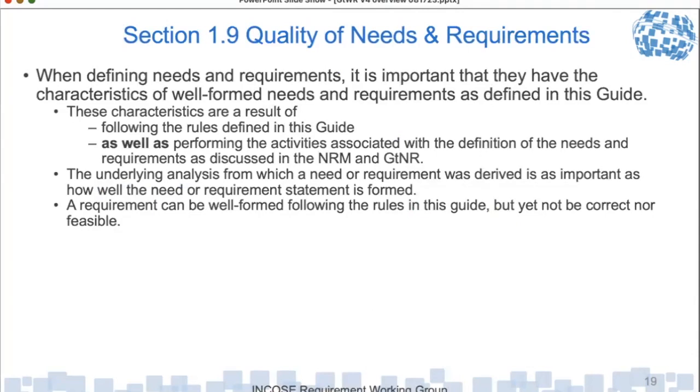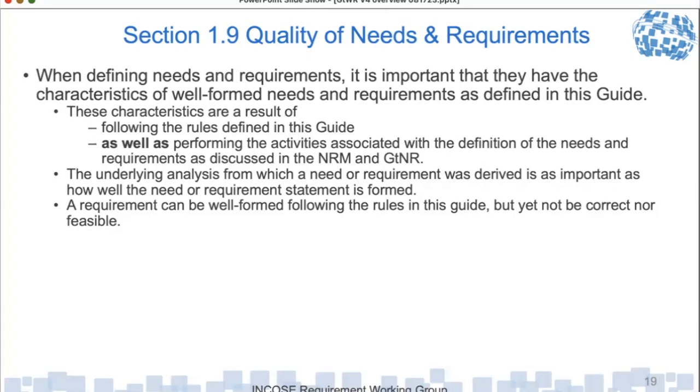Section 19 talks about the quality needs and requirements. When defining the needs and requirements, it's important that they have the characteristics defined in this guide. These characteristics are a result of following the rules defined in the guide, as well as performing the activities associated with the definition of needs and requirements discussed in the needs and requirements manual and the guide to needs and requirements. The underlying analysis from which a need and requirement was derived is as important as how well a statement is formed. So a requirement can be well formed following the rules in the guide, but yet not be correct or feasible. That's a big change.